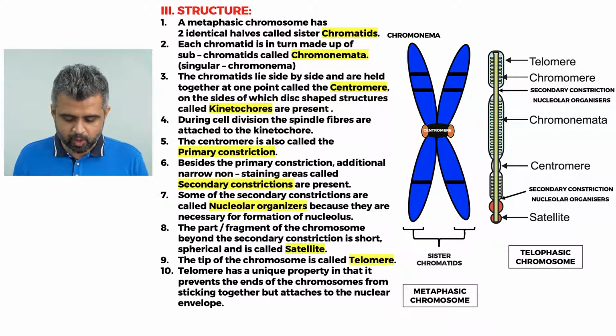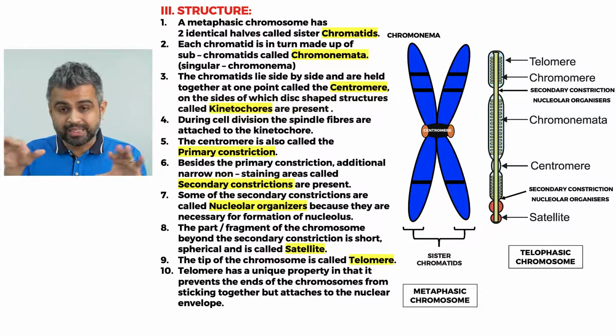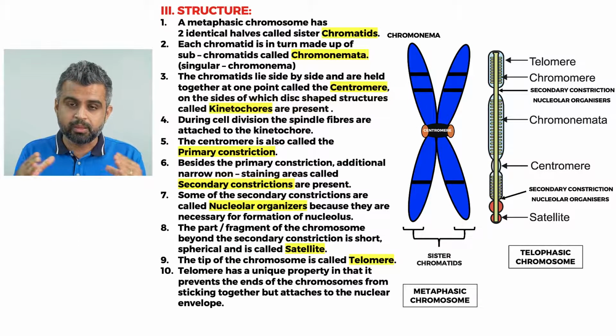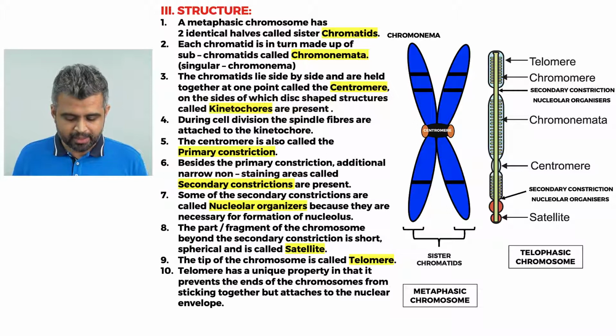Telomeres have a unique property in that they prevent the ends of the chromosomes from sticking together. So the sister chromatids along with the neighboring chromosomes will not be able to attach or stick to each other. But it helps to attach to the nuclear envelope.